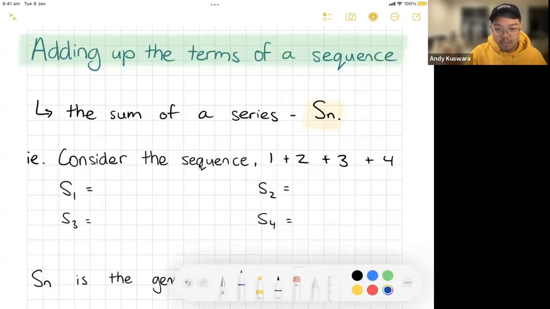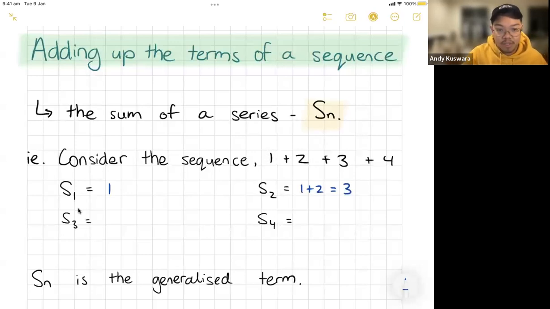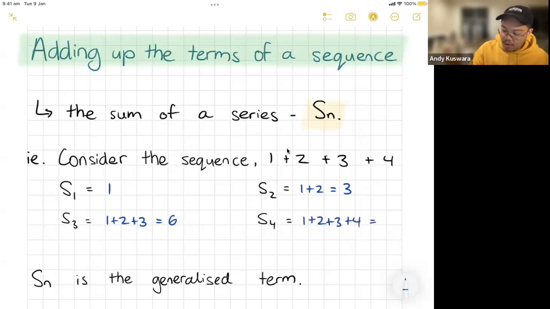If I want to consider the sequence, S1 means the sum of my first term, which is just going to be 1. The sum of the first two terms, S2, is 1 plus 2, which equals 3. The sum of my first three terms, S3, is 1 plus 2 plus 3, which equals 6. And then S4 is 1 plus 2 plus 3 plus 4. Hopefully that makes sense. That gives us 10. Okay, that's the idea.